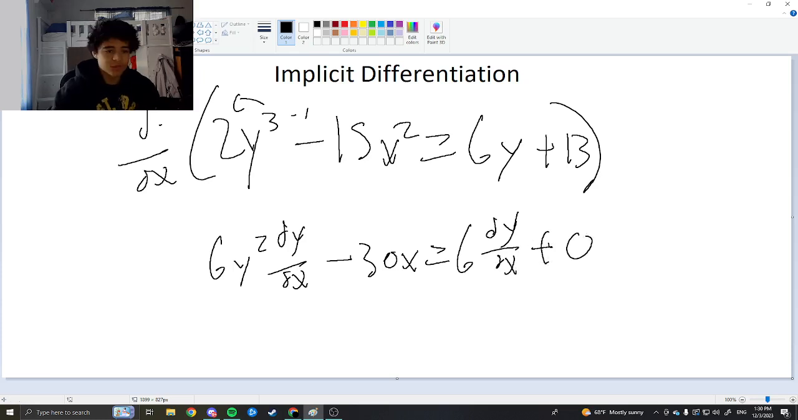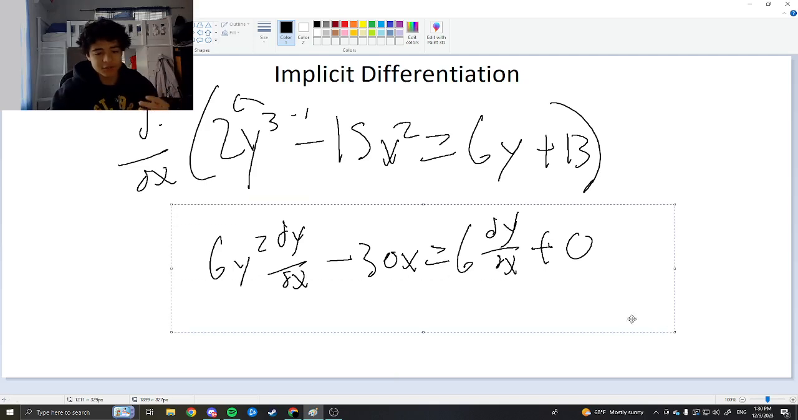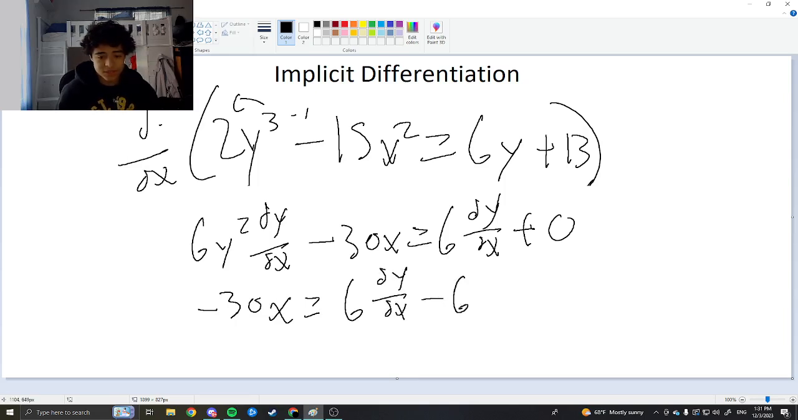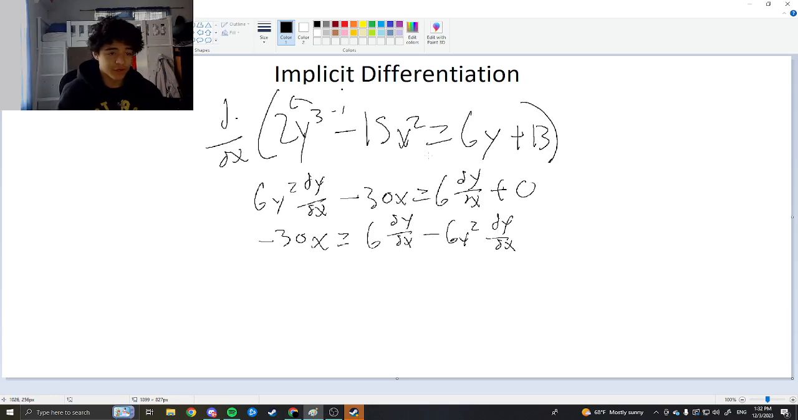and then plus 0. So when you're deriving something, you're trying to find the dy dx, you're trying to find the slope. Just like any algebra equation, you have to get the dy dx by itself. So to do that, we're going to move all the dy dx's onto the same side. We're going to subtract this value and bring it over to the right side. If we do that, we're left with negative 30x equals 6 dy dx minus 6y squared dy dx. And then if you're trying to get dy dx by itself, you factor out the dy dx from both of these terms.